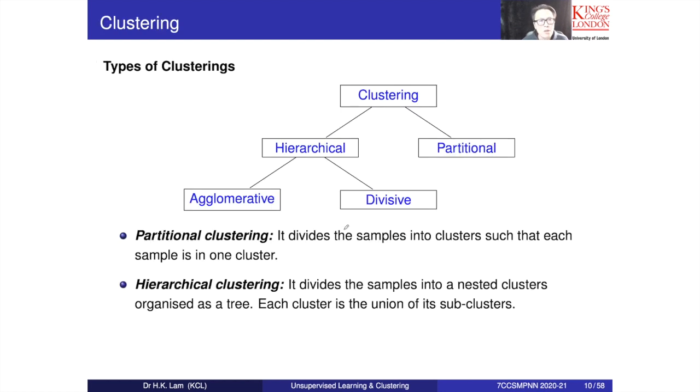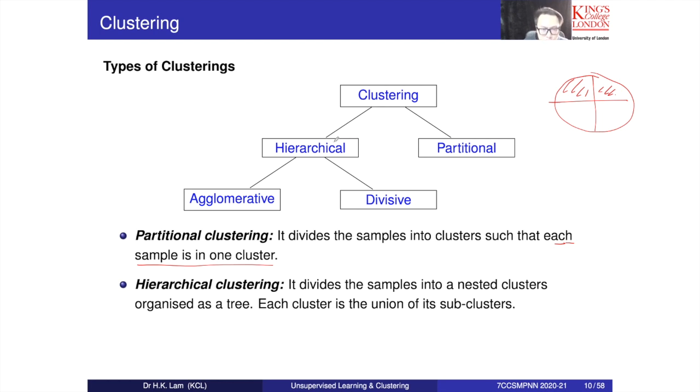Okay. So when we talk about the types of clustering, in general we break it down into 2 categories. The first one is partitional clustering. It means that we are going to divide the samples into different groups. That means each sample will be in one cluster. That is something like a pizza. We are going to divide it into 4. This region is cluster 1. This region is cluster 2. Each sample will belong to only one cluster.